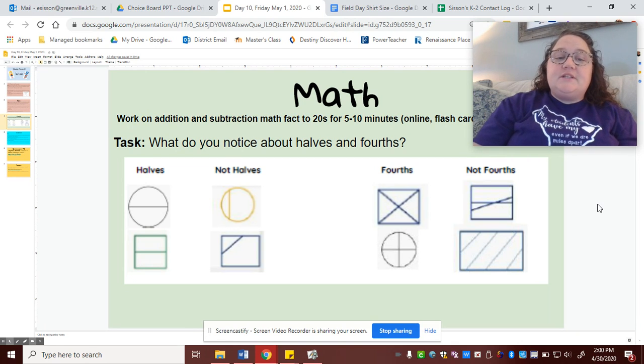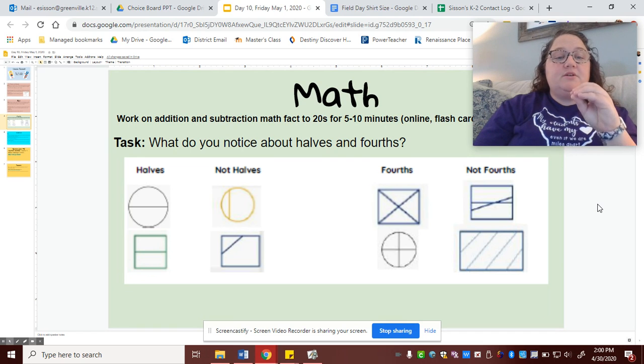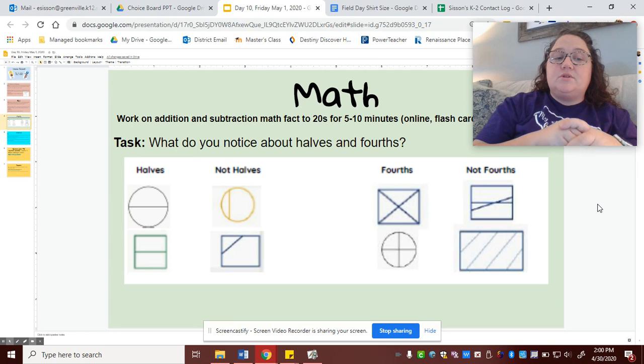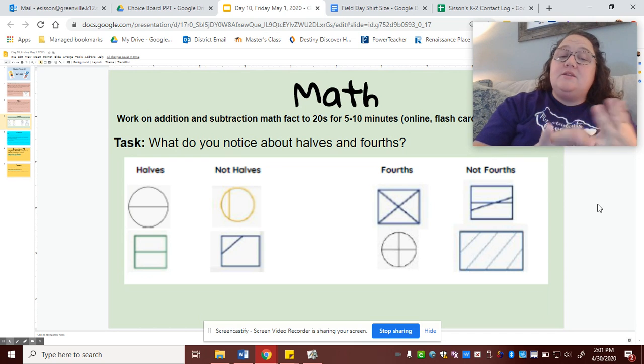So the question is, what do you notice about halves and fourths? Look at the pictures. It shows you that these two, the circle and the rectangle, are both cut into halves, and those two are examples of halves, but the other two are not examples of halves. Look at those two circles. Why is one an example of halves and one is not? Are they equal parts? Are they drawn correctly? Think about all of those things.